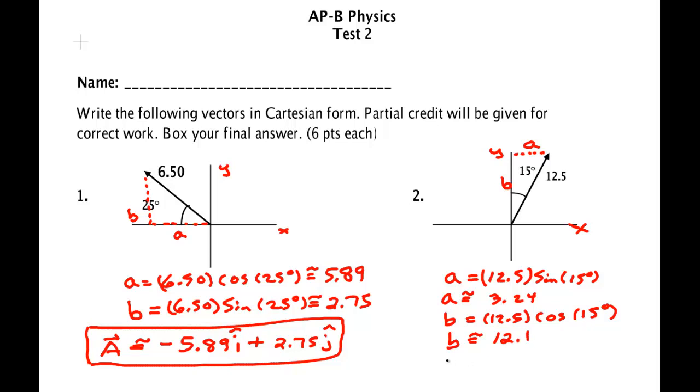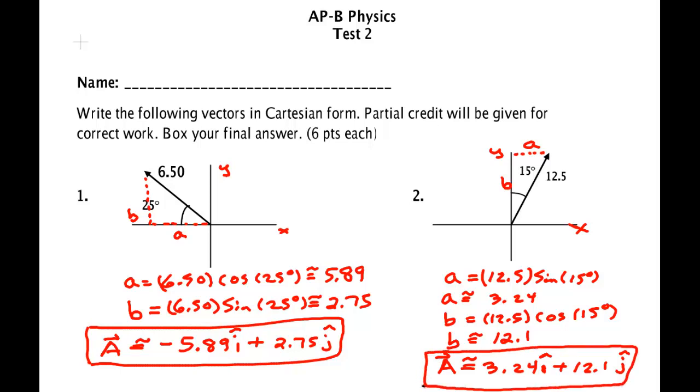So B is approximately 12.1. Put those two together, and the vector is equal to, I'm going in the positive x, so I need a plus sign on my A component, 3.24 i hat. I'm going in the plus y direction, so plus 12.1 j hat. In this case, both of the signs were positive because we were in the first quadrant. Move to the next problem.